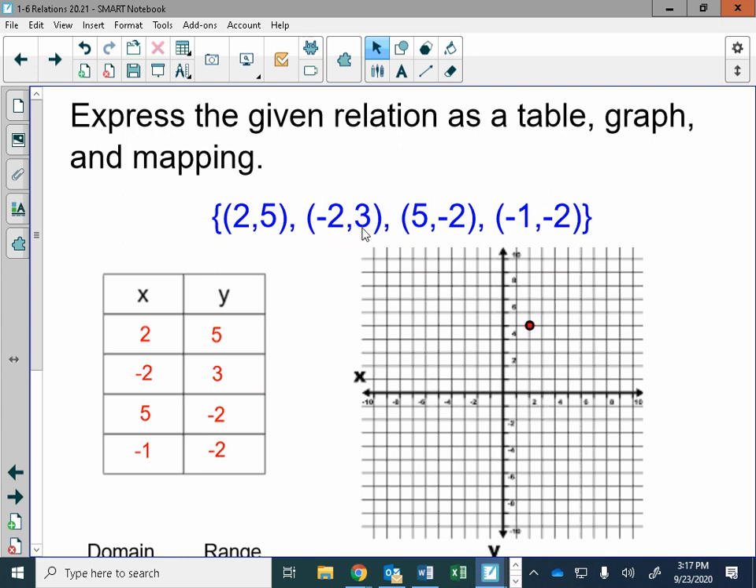For -2, +3, well, instead of going to the right 2, we're going to go to the left 2, and we're going to go up 3 this time and place our point there. For the ordered pair 5, -2, back to the origin. It's a +5, so we'll go 5 to the right. It's a -2, so we'll go 2 down, and we have our point at 5, -2. For our last ordered pair in our relation, it's -1, -2. So back to the origin, 1 to the left and 2 down, and we've got our relation so far expressed in a table and in a graph.